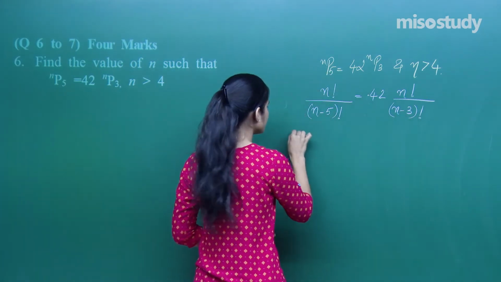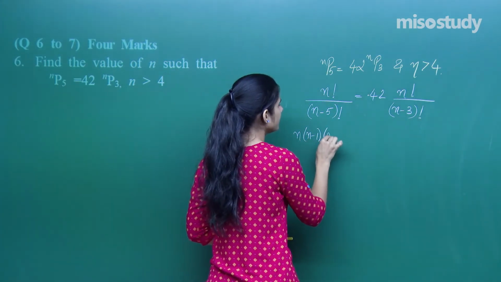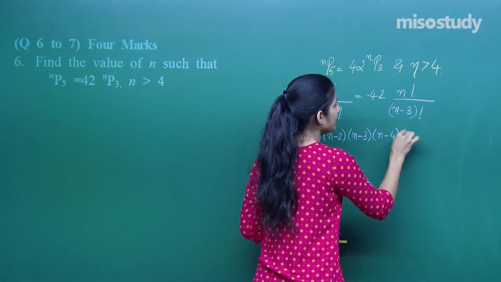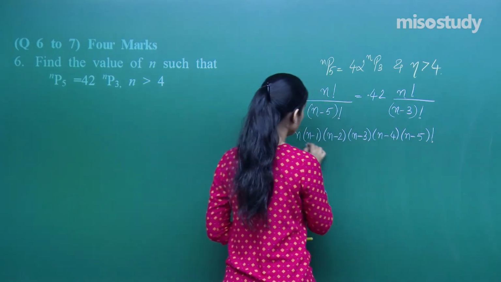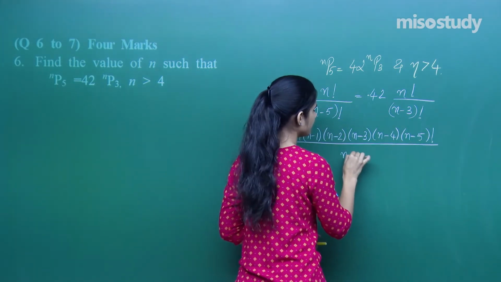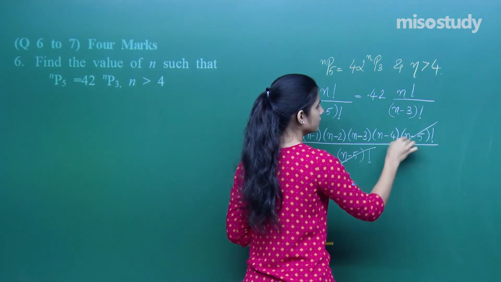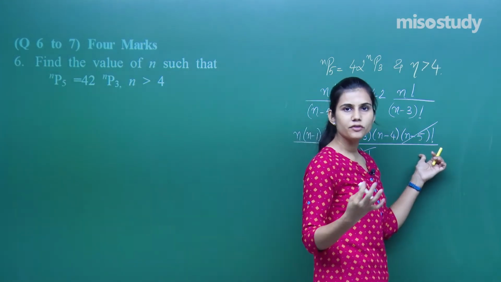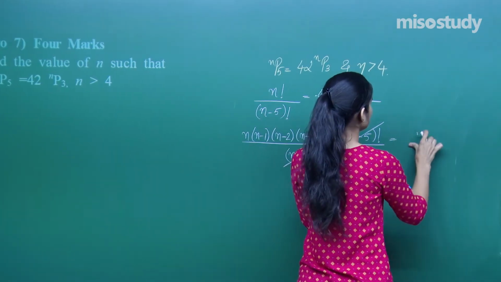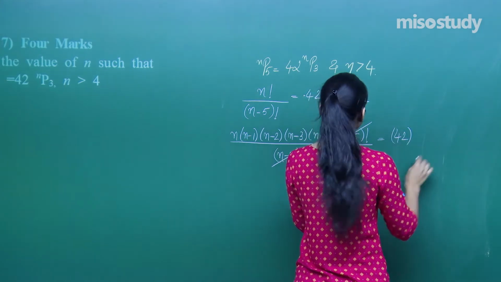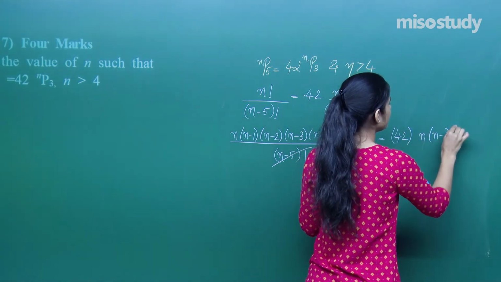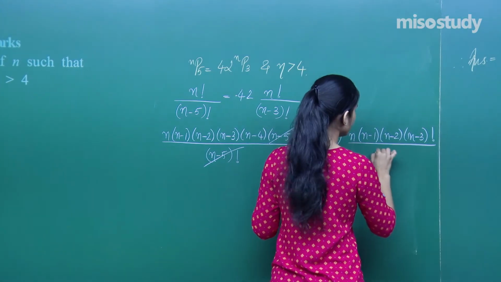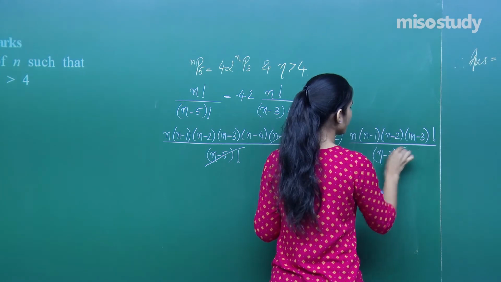Let's sort this out a bit. This is n into n minus 1, n minus 2, n minus 3, n minus 4, n minus 5 factorial whole upon n minus 5 factorial. Understand the logic why I expanded it till here? Basically to get rid of the denominator. This is 42 multiplied by, again, n into n minus 1, n minus 2, n minus 3 factorial. Stop over here because in the denominator you have n minus 3 factorial.